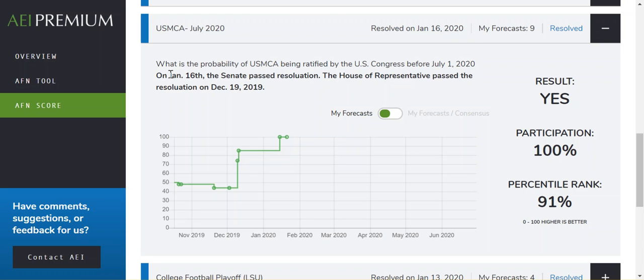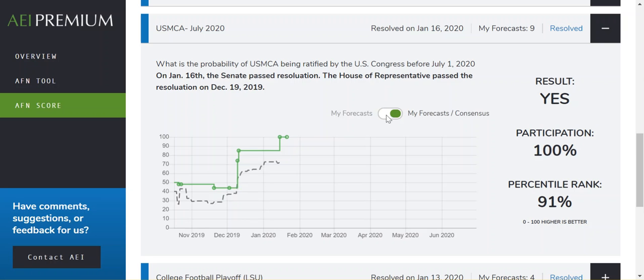On January the 16th, the Senate passed the resolution, and the House of Representatives passed this bill back on December 19th, 2019. After it went to the House, it went to the Senate, and it has been resolved, and the result was a yes outcome. And my participation, I participated 100% in the entire question length. This is important for questions that we might have jumped in at the last minute or in the middle. It gives us an idea of how long we are part of this question relative to everyone else.